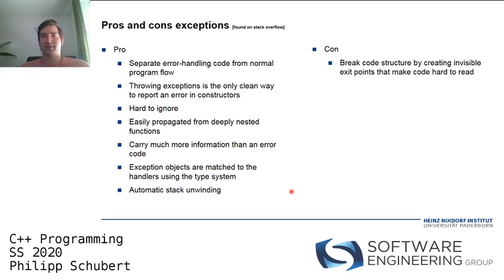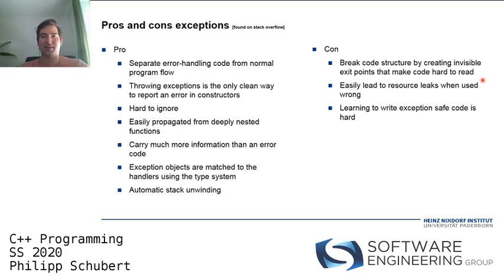So on the negative side, you break code structure by creating invisible exit points that make code hard to read. So if you have some nested functions and then maybe one function might throw, it's really hard because you cannot see the control flow paths really. I mean, you know what's going on, but you can't see them directly in code. It's only implicitly encoded, so to say. So if you use it wrong, you can introduce resource leaks easily, of course. That's also not a good thing.